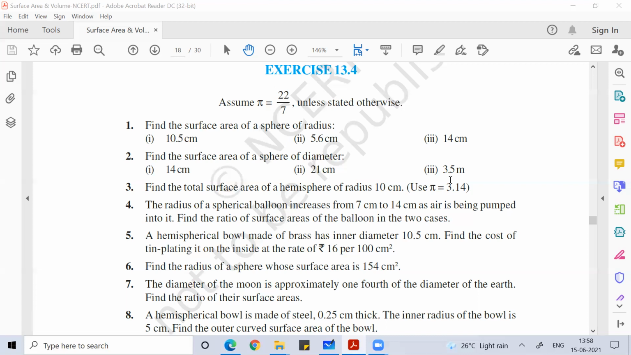So total surface area of hemisphere कितना था? 3 pi r square. Here in pi we have to use 3.14. So 3 into 3.14 into 10 square, 100. So 314 threes are 942. So 942 centimeters square. Correct.